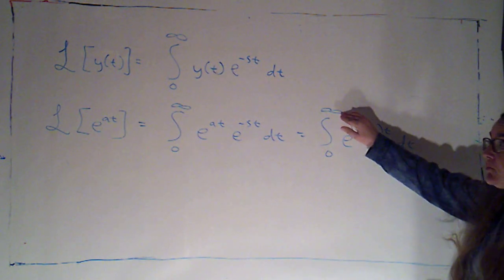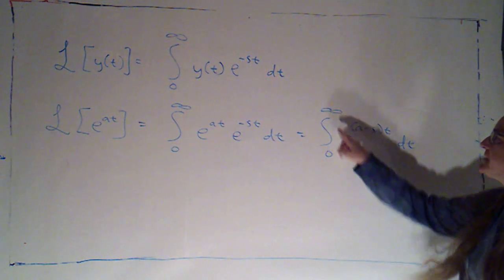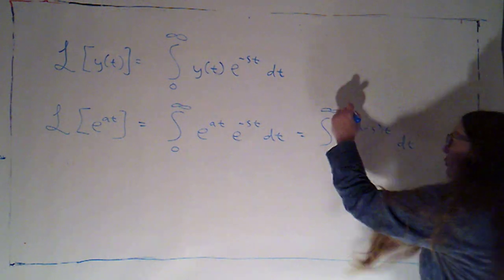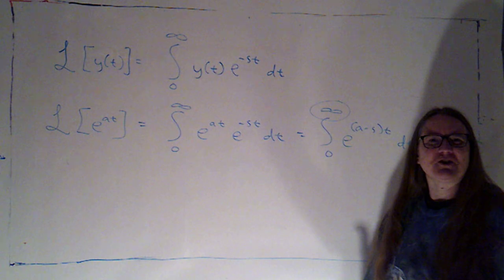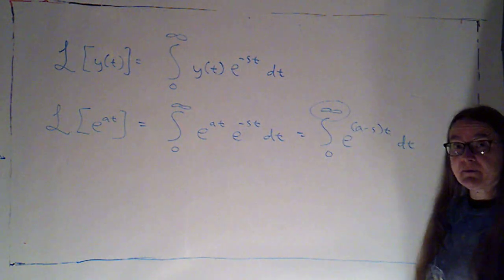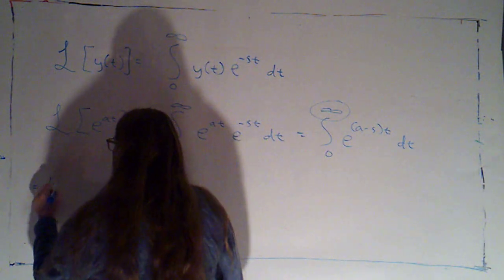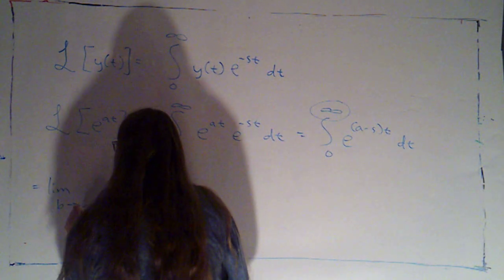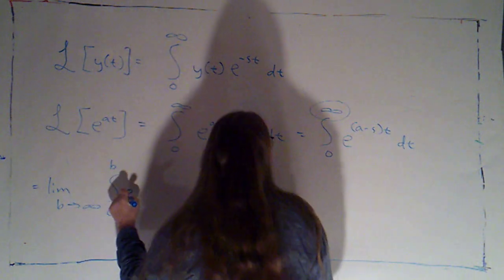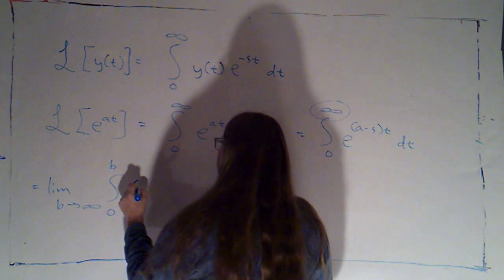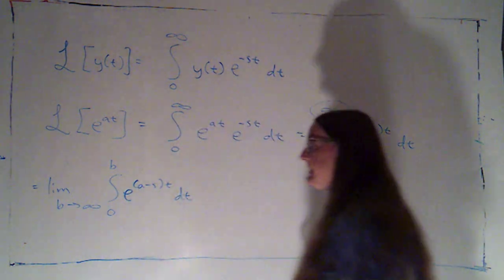Now, this is an improper integral. I evaluate improper integrals by replacing this problematic limit of integration, because I can't plug in infinity to a function. I replace that with a variable and take the limit as that variable approaches infinity. So this is going to be the limit as b goes to infinity of the integral from 0 to b of e to the (a minus s) times t dt.